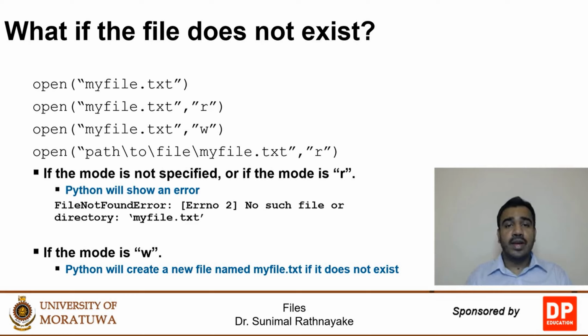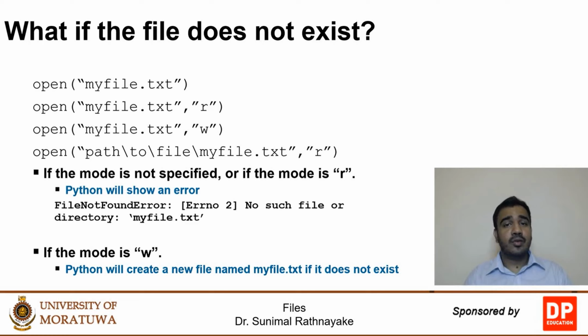If we want to open a file which is located at a location different from our working directory, we should give the full file path as the file name, as shown in line 4 of the example shown in the current slide.